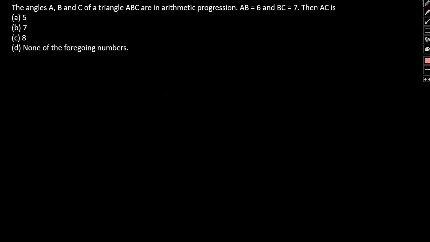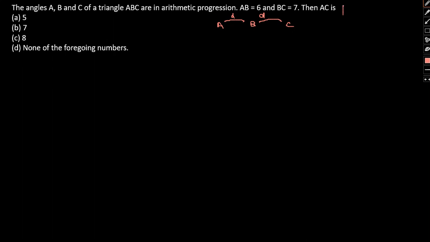The third question being: the angles A, B and C of triangle ABC are in arithmetic progression, and AB equal to 6 and BC equal to 7. So we need to find AC. Since it's given that A, B, C are in arithmetic progression, A plus D will be equal to B, and B plus D will be equal to C, D being the common difference.